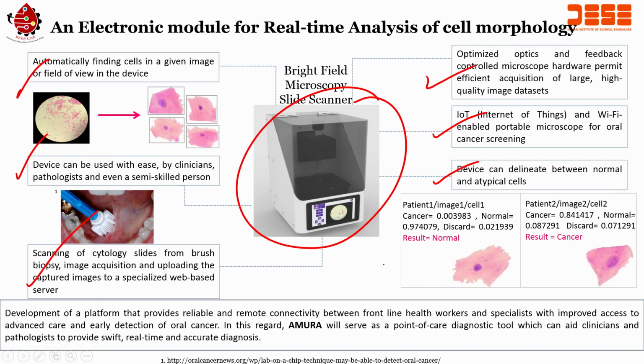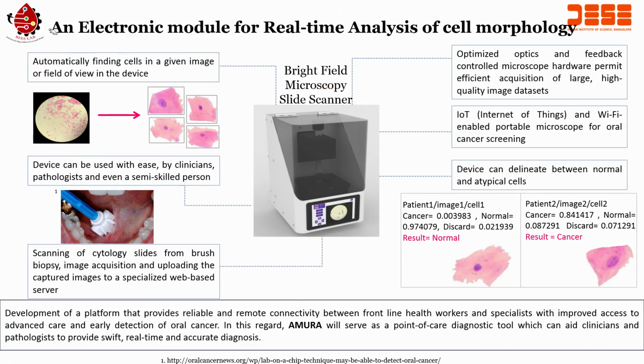And then we can help the remote oncopathologist to come up with a solution whether the cells identified as atypical by the AMURA, or by this particular real time analysis electronic module, are correct or not. Whether the atypical cells identified by this electronic module are atypical or not can be decided by a remote pathologist. So, what we are talking about here, let us see one by one.